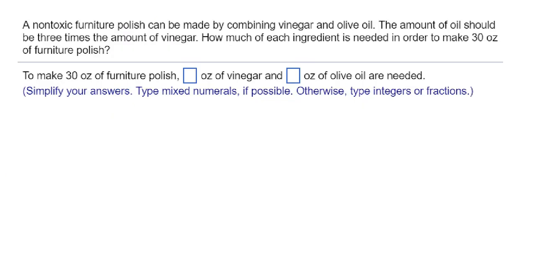Last example. All right. And again, I would recommend that you try this problem first by pausing the video, see what you can do with it, and then resume it to see if you were on the right track, if you got the right answer. So a non-toxic furniture polish can be made by combining vinegar and olive oil. The amount of oil should be 3 times the amount of vinegar. How much of each ingredient is needed in order to make 30 ounces of furniture polish?